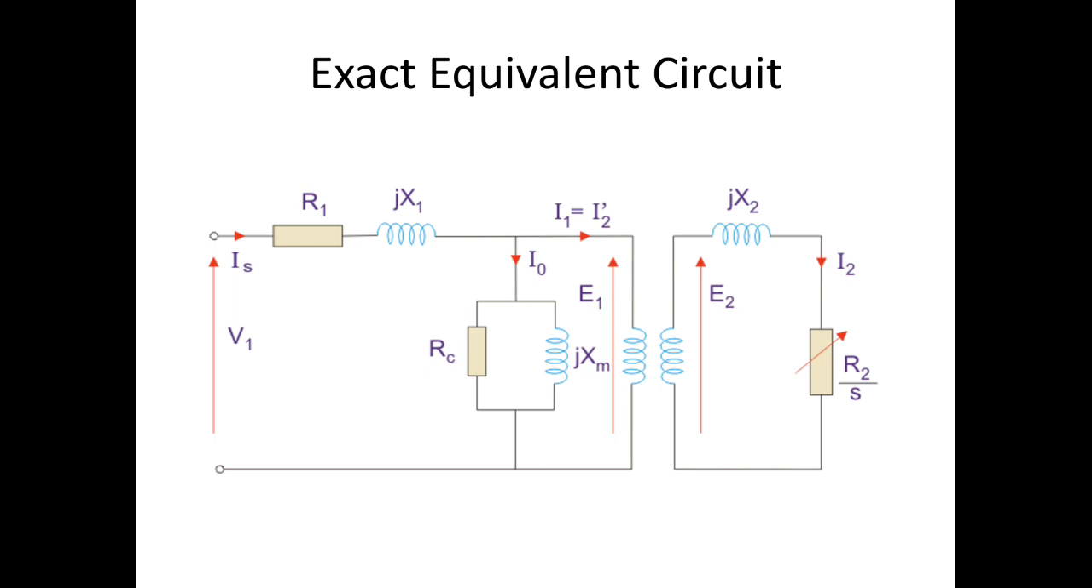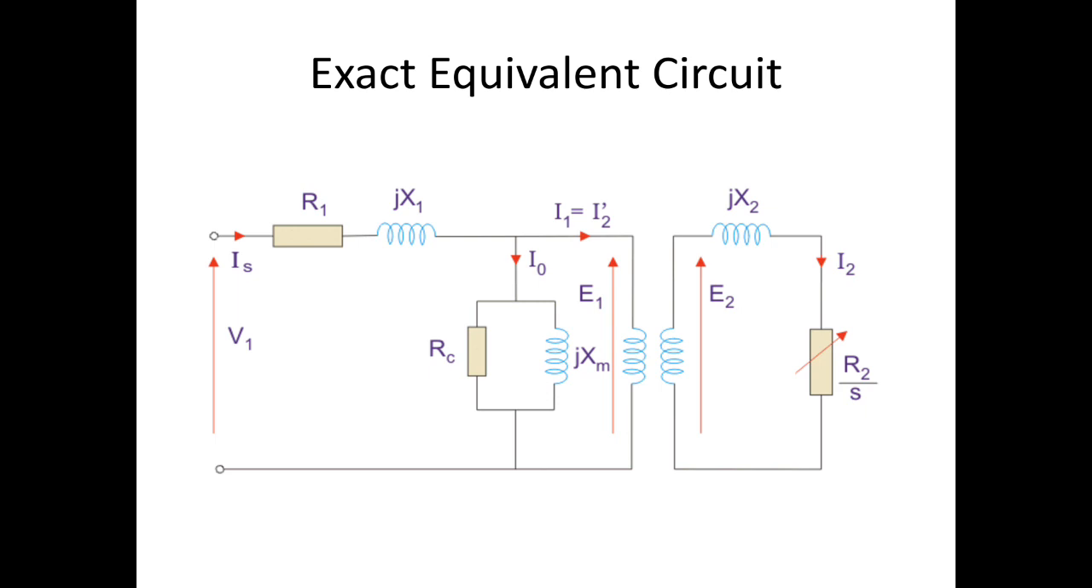So R1 is the resistance of the stator, and X1 is the reactance of the stator winding. RC is the copper loss component, and XM is the magnetizing component of my stator. Why? Because in the three-phase induction motor, EMF is induced in the rotor, so all these things are produced. E1 is the EMF produced due to induction, and I1 is equal to I2 dash. I2 dash is again my rotor current referred to the stator current.